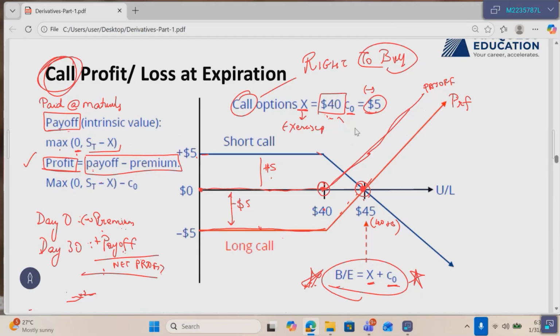Because a call is to buy. So when you're buying, you want the price to go up so that you are benefited at a cheaper price. Clear? But when you're selling, you are benefited at a lower price, because you're selling high and the price should fall. Clear? So for buying, everyone's clear. Long call, short call, and the payoff and the profit diagram. Clear? I will explain this payoff and profit.